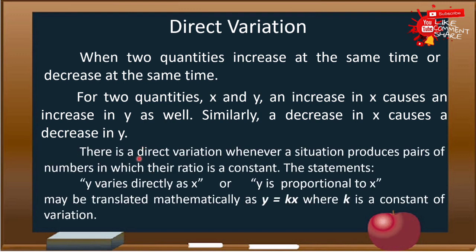There is a direct variation whenever a situation produces pairs of numbers in which the ratio is a constant. The statements y varies directly as x, or y is proportional to x, may be translated mathematically as y equals kx, where k is a constant of variation.